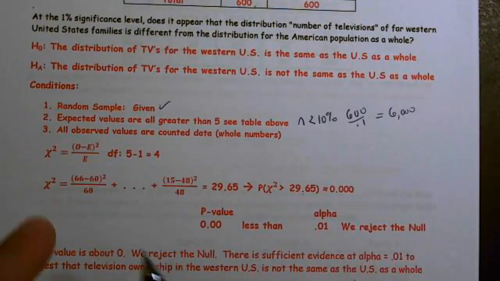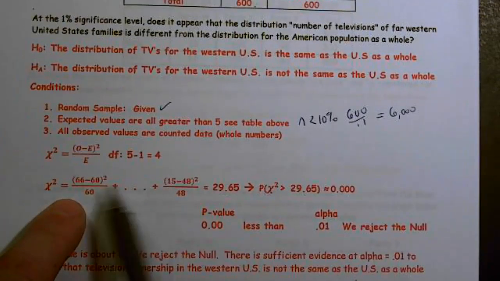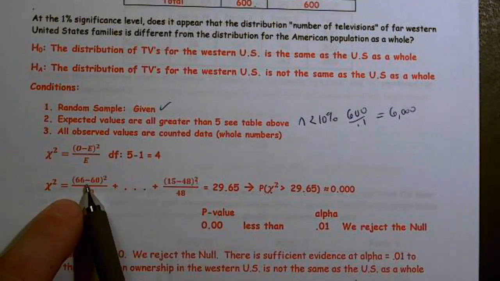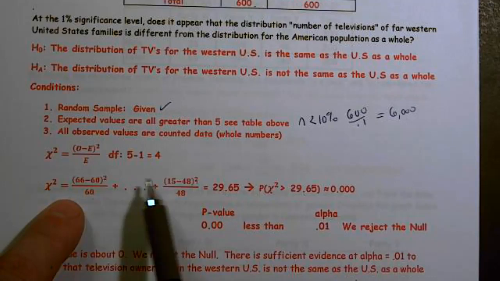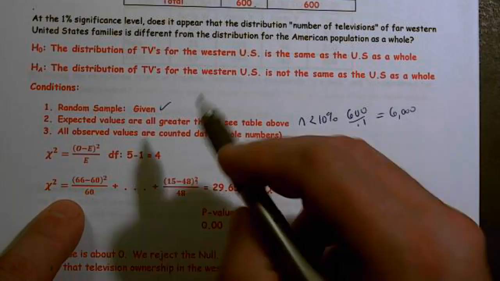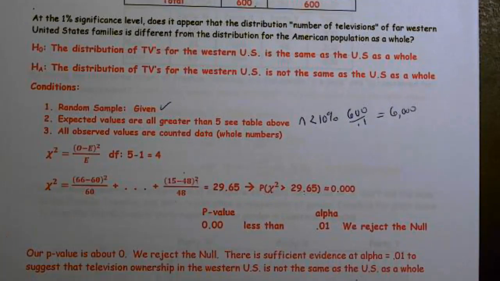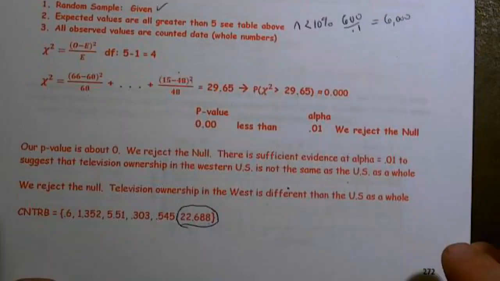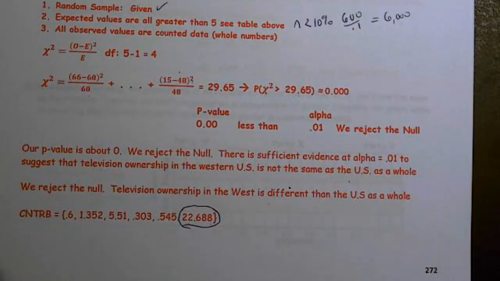Do remember, you can always do the first one and the last one. The first one is 66 minus 60, squared, over 60, since we were expecting 60. Here we had 15 minus 48, squared, over 48, because we observed 15 and expected 48. This one had our highest contribution. Hopefully that helps with chi-squared goodness of fit.